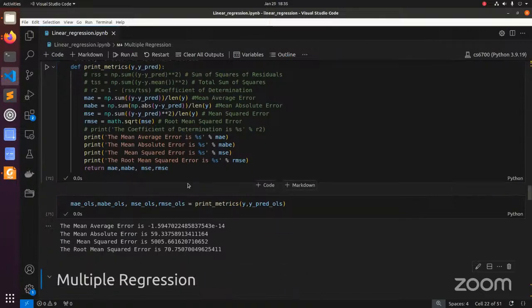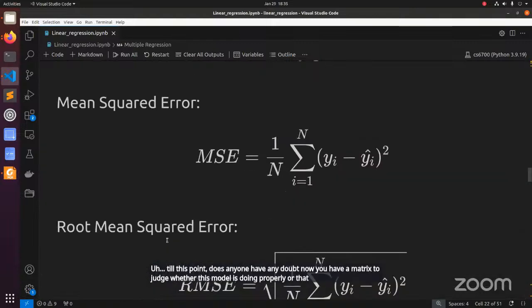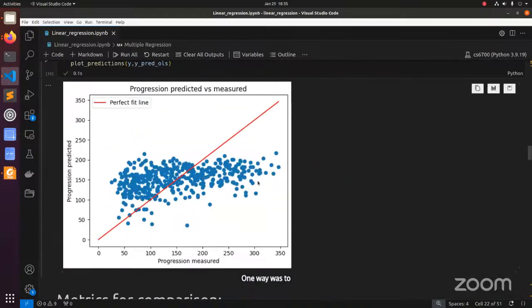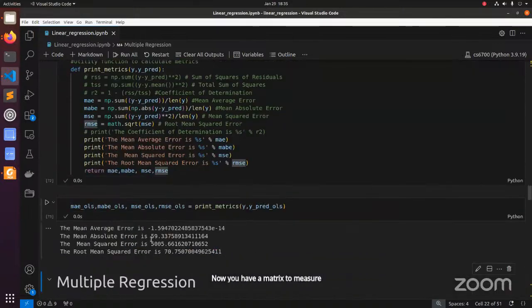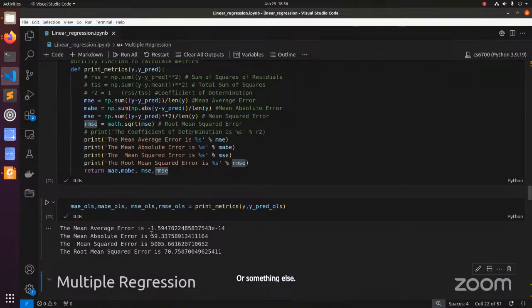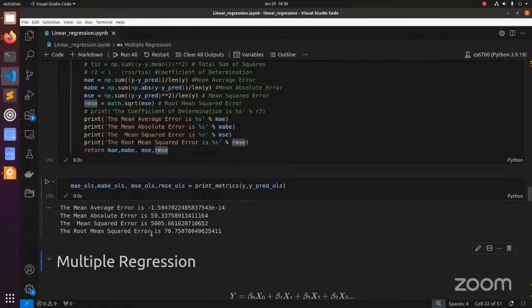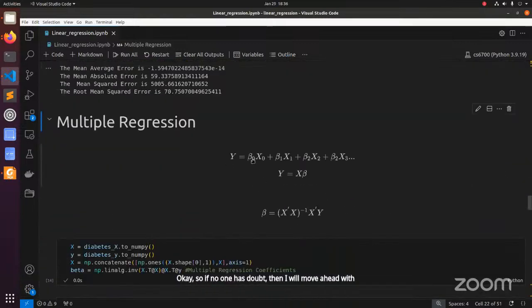Till this point, does anyone have any doubt? Now you have a metric to judge whether this model is doing properly or that model is doing properly. One way was to visually verify that this model is poor, that model is poor. Now you have a metric to measure which model you should prefer, whether this model or something else. Okay, so if no one has doubt, then I will move ahead with linear regression with vectors now.